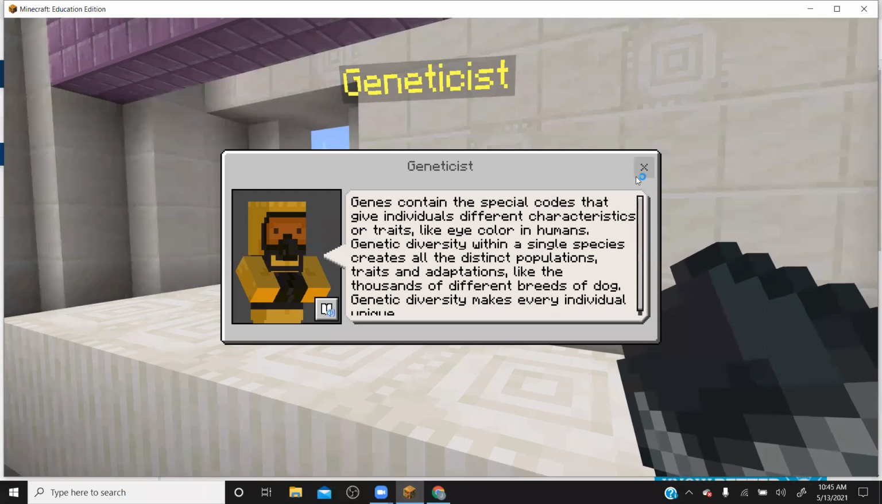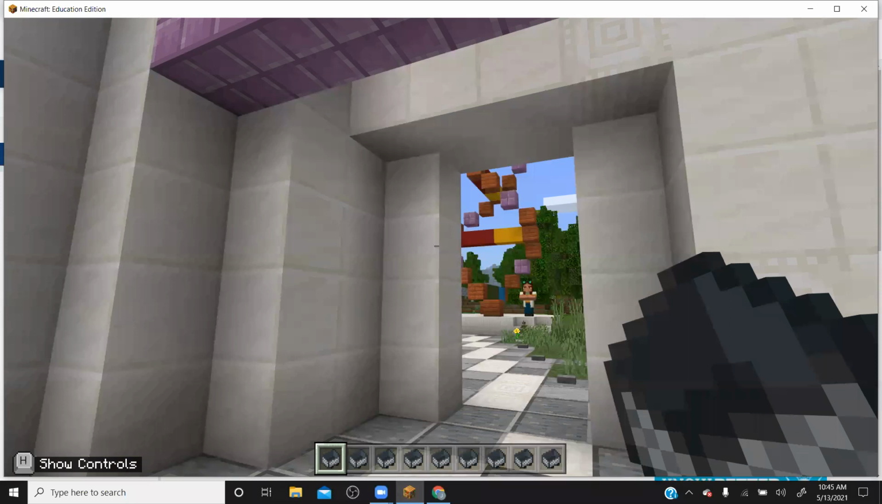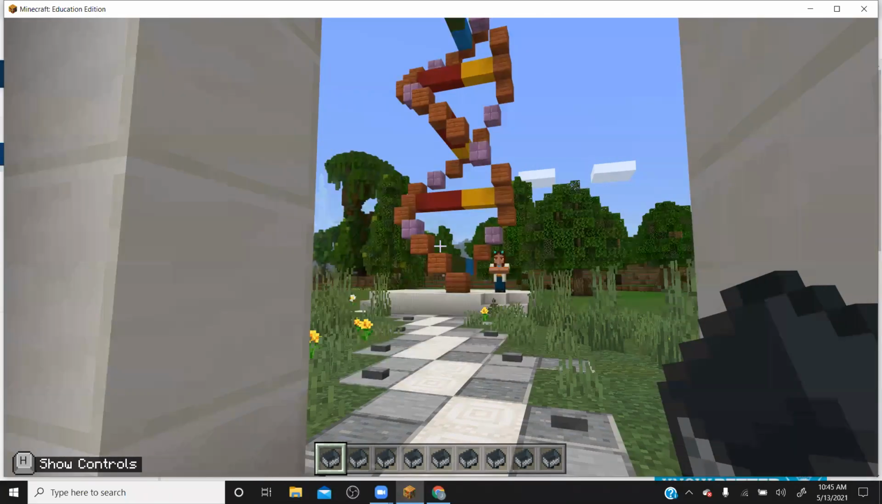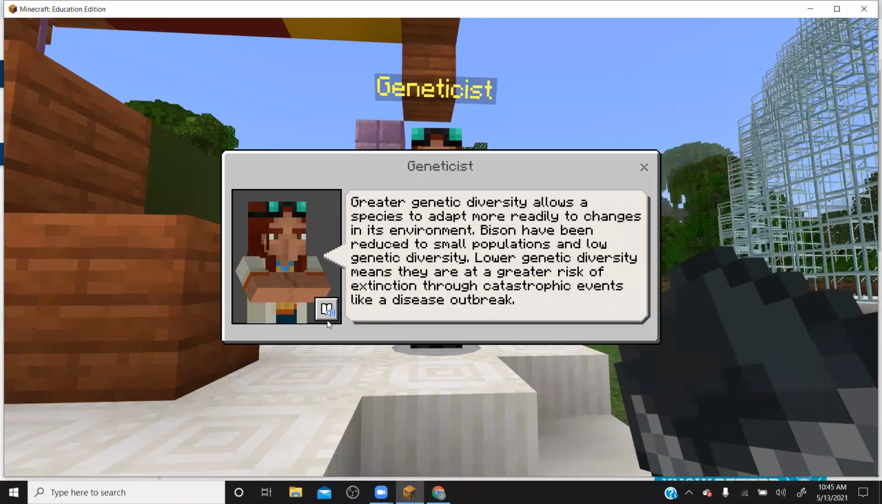And they've got a code of DNA, or strand of DNA, out here, which is really neat. I think this is really cool. I've built one of those myself. If you've been in our Minecraft world, you've seen it. It's pretty neat.